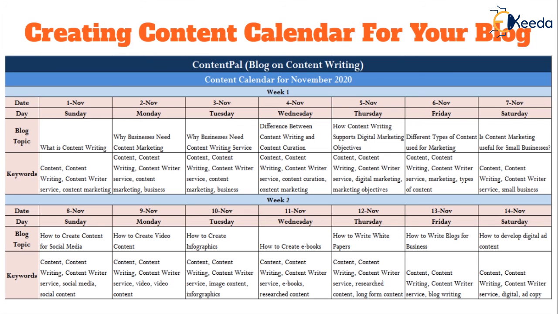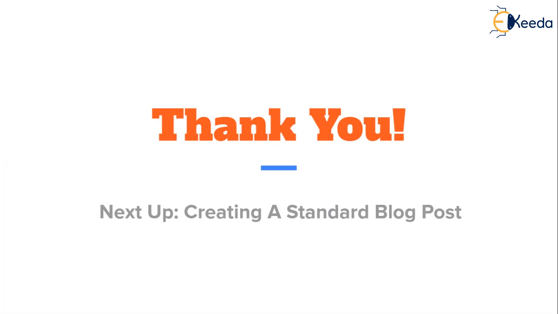So once you have your content calendar ready for the next 14 days, or at least for the next 14 posts, you're clear what you're going to write about, and now you have to start writing about it. So next up we'll talk about creating a standard blog post using the CMS platform that you have set up and learned.